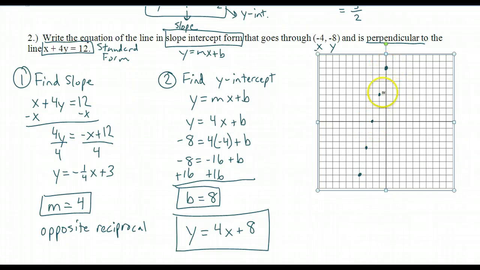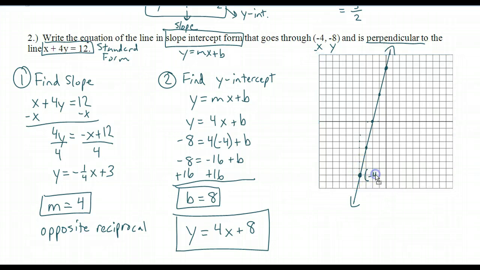And then I need to connect those points all the way across my graph and check to make sure it goes through negative 4, negative 8. And my line does. So I created a line perpendicular by finding the opposite reciprocal slope, and then I found my b by plugging in the information I knew for x, y, and my slope, and solving for b, and then writing my equation.